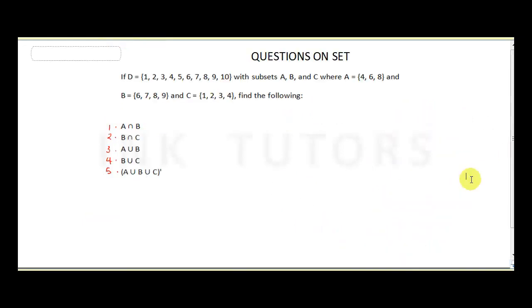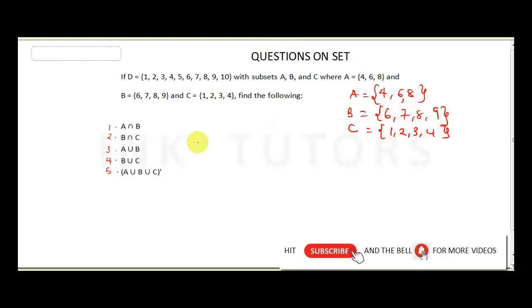Okay, we'll have another question that we will be solving on sets. This question says if D is equal to 1, 2, 3, 4, 5, 6, 7, 8, 9, 10 with subsets A, B, and C, where A is 4, 6, 8, B is 6, 7, 8, 9, and C is 1, 2, 3, 4. Find the following. To solve this, the first thing I want to do is represent my A. It's 4, 6, 8. My B is 6, 7, 8, and 9. While my C is 1, 2, 3, 4.